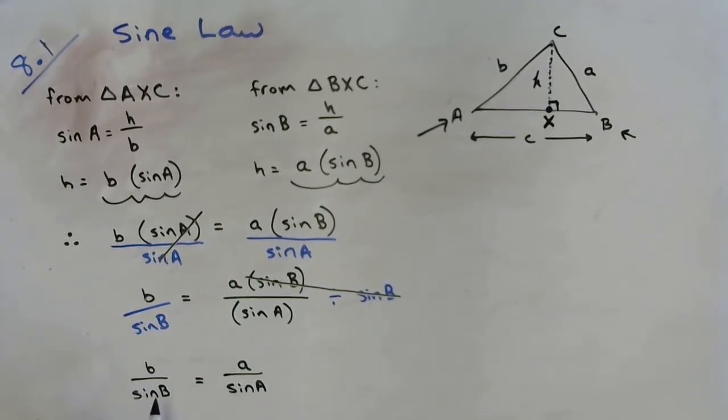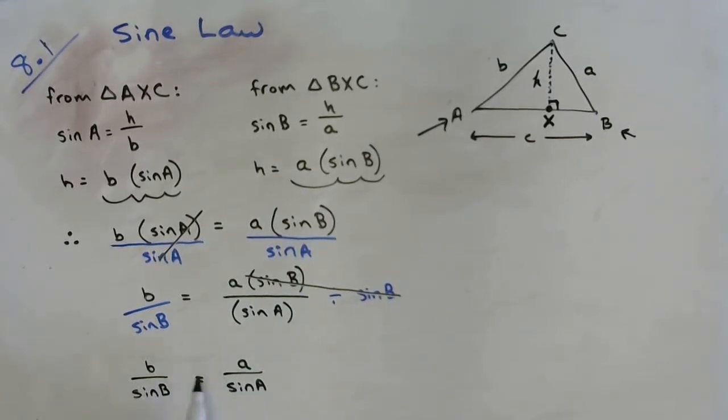Can someone please tell me what these little lowercase letters represent? Side lengths. And these capital letters? The vertices. Yep, good. Angles. So if we have a side length and its opposite angle, we have a complete ratio, a comparison of numbers, and it is equal to the ratio that we have with any other side length and its opposite angle.